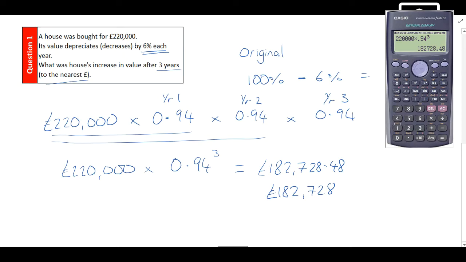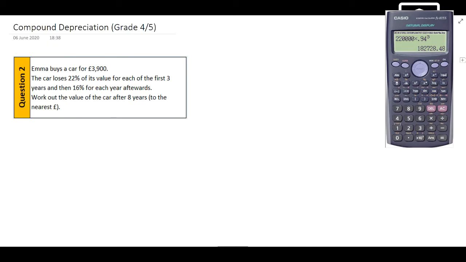So using multipliers is a lot quicker and easier, and it's going to help you get to the more tricky questions as well. Okay, let's go to another example. So this one here, Emma buys a car for £3,900, and then for the first 3 years it loses 22% of its value, and then every other year after that it loses a further 16% of its value, and we want to work out the value of the car after 8 years.